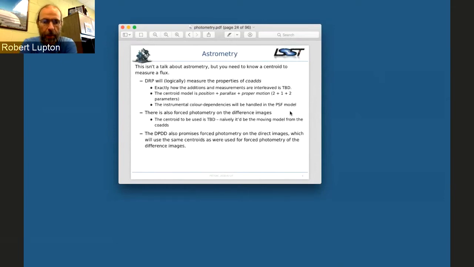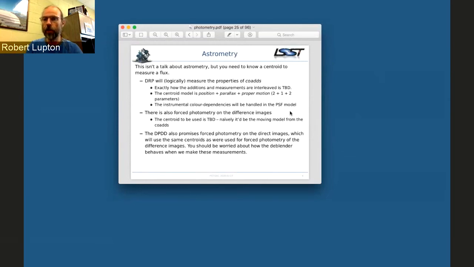Okay. The DPDD also promises forced photometry on direct images, and we will use the same centroids as we used for forced photometry on the difference images. So at least those will be on a consistent system. And indeed, you should be worried about how the deblender behaves doing forced photometry on direct images. Exactly what that means is something that we will see, and we will discover what the scientific yield from forced photometry on single epoch images is.